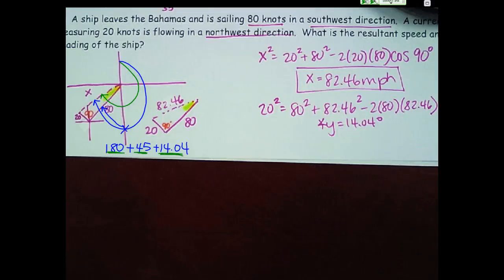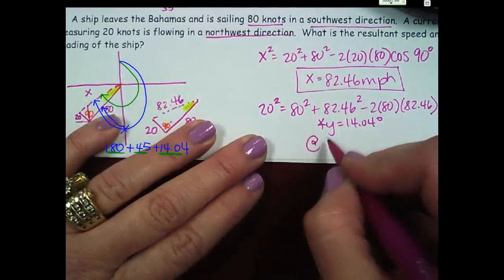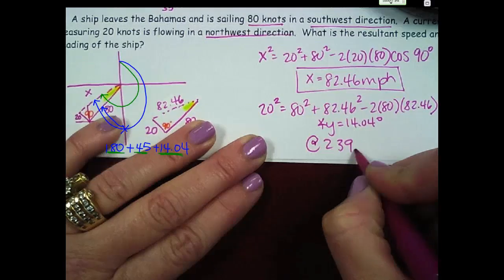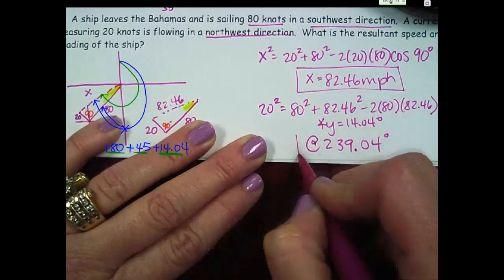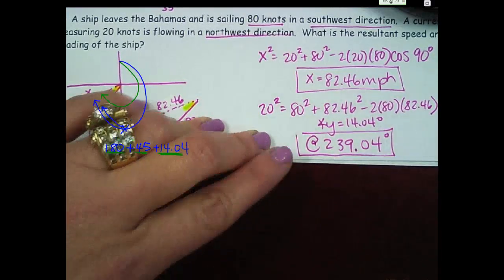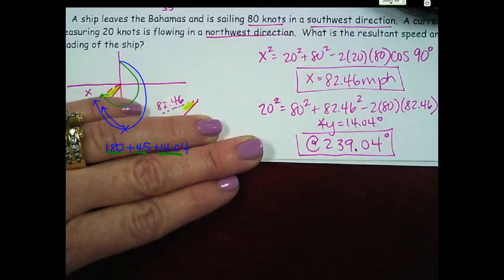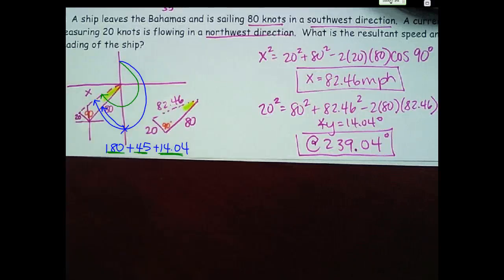All right, so what's your heading of the airplane actually going to be? 200 and what? So it's at 239.04 or so, or 0.3. As long as you have the whole number right, the rest of estimating is fine. Good.